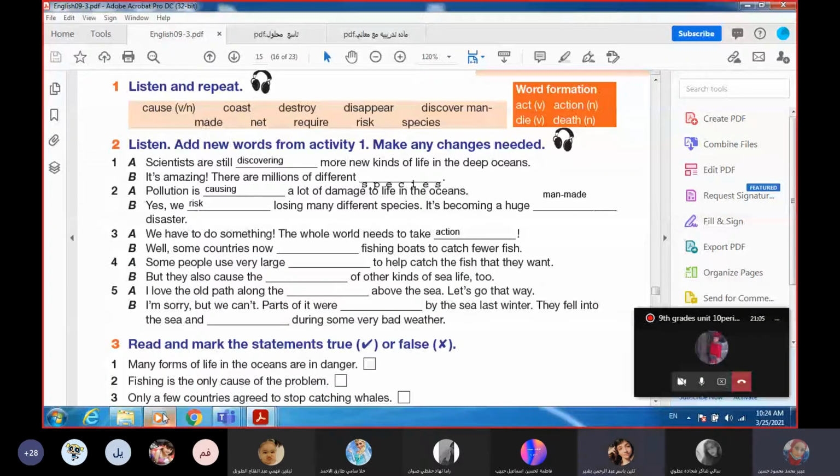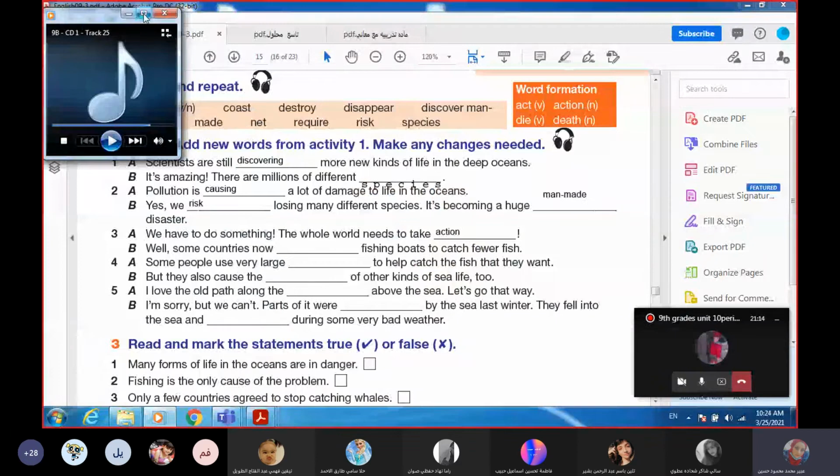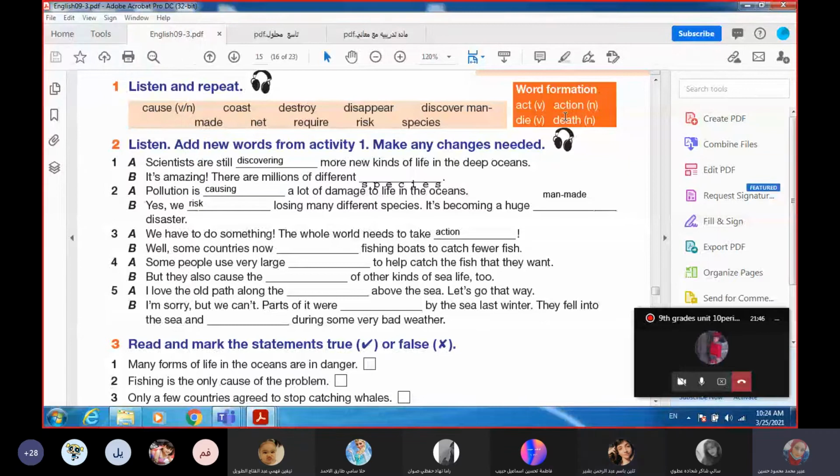Die, death. Die is a verb meaning to pass away. Death is a noun. We did this and solved numbers 1 2 3 4 5. Now only 2 minutes. Choose a word and use it in a sentence of your own and show it to me. Only from the words here, since we didn't use them last time. I want you to show them to me and send them to me on Teams.